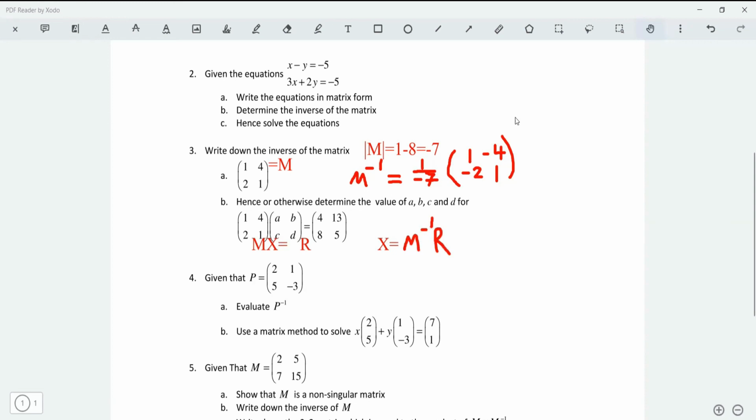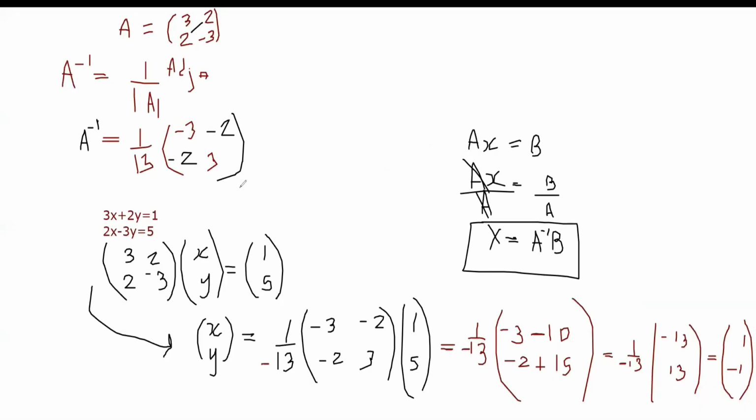So you're wondering what's going to be the big difference. First, let's write down what they had. They gave us M, and M was 1, 4, 2, 1. And then we found M inverse. Now we're just writing down what we found. M inverse we found to be 1 over negative 7, multiplied by 1, 1, negative 4, negative 2.